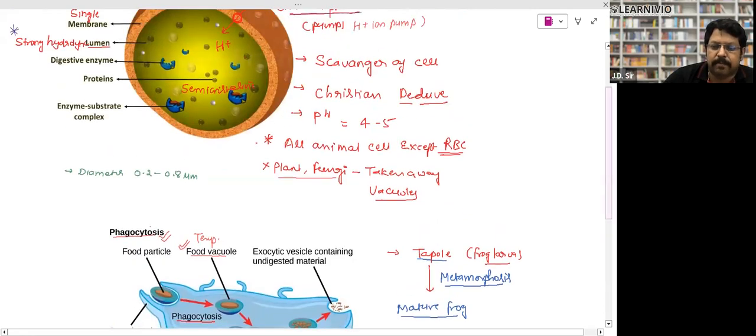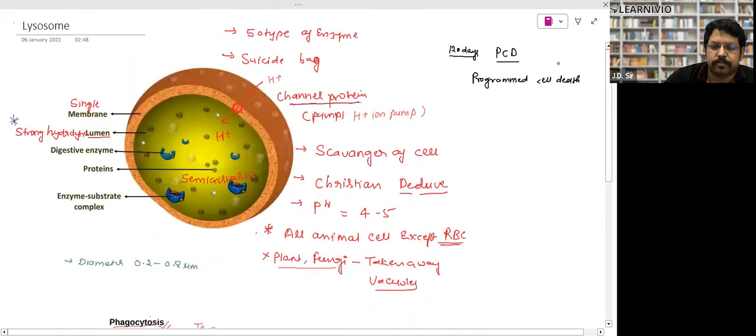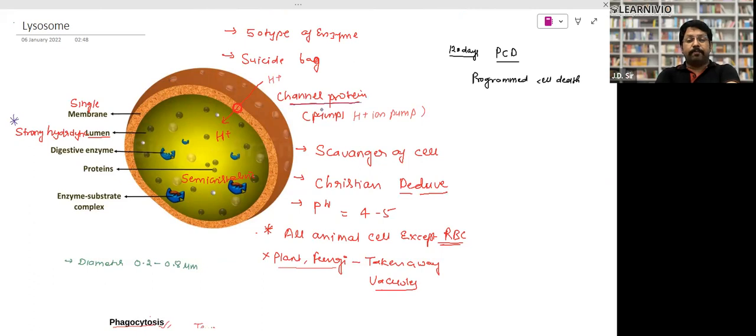Tell me, is it clear? Lysosome. They are called suicide bag. Why? If they rupture, the complete cell will die. They are called scavenger of the cell. Why? Because they eat and digest old or dead cell organelles.